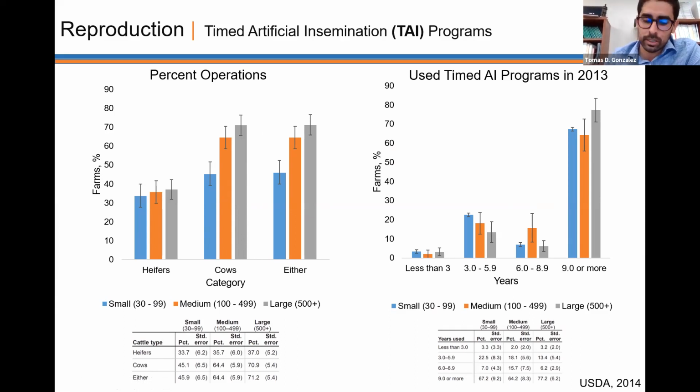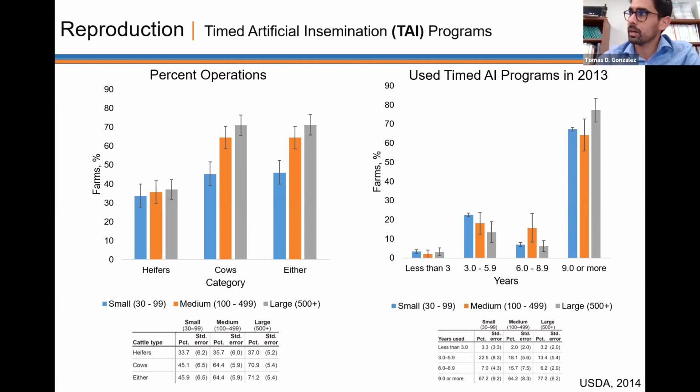This data is from all the countries, and this is more common on the east side. And then on the right side, we have the same data in a different presentation, in years: how many years they have been using the timed AI protocols, and the percentage of farms. All the farms here, for example the small farms, you can see in blue. If you take 100% of these farms, most of them have been using these different protocols for 9 years or more.